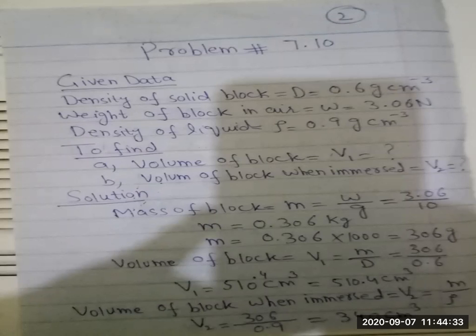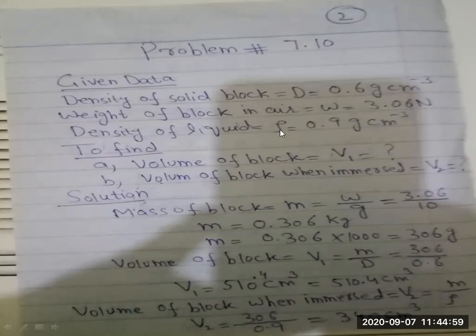When placed freely in a liquid of density 0.9 gram per centimeter cube. Here, the density of the solid block is denoted with capital D, which is equal to 0.6 gram per centimeter cube. These things are given to me: the density of the solid block, and the weight of the block in air is also given, which I denoted with W. So W is equal to 3.06 Newton.